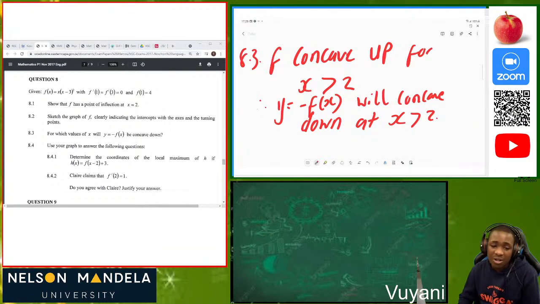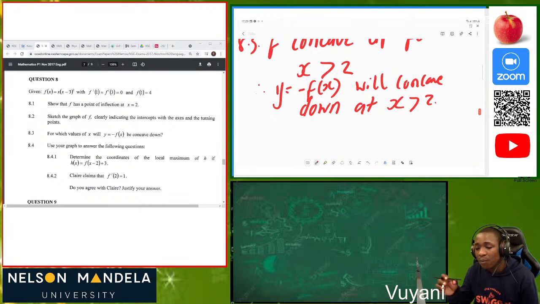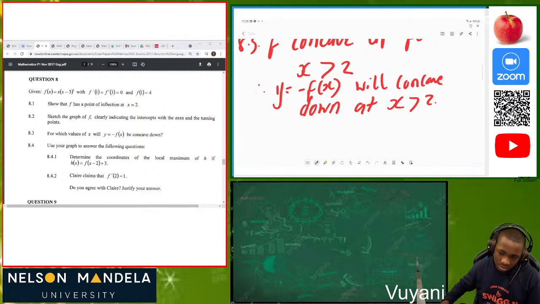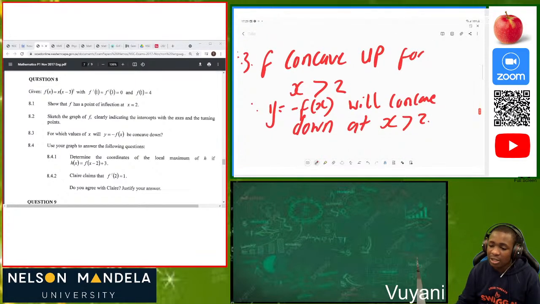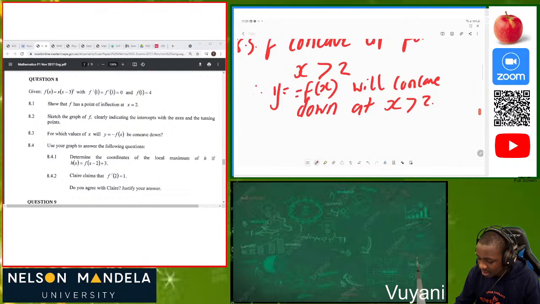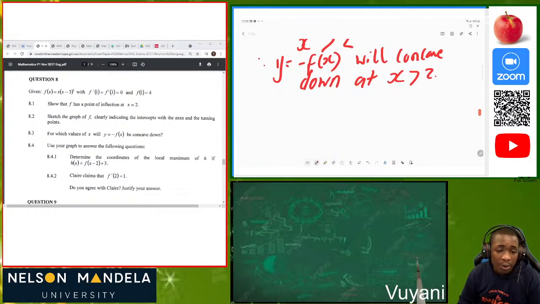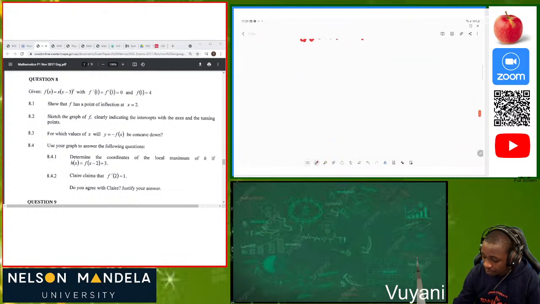So in order for us to find the concave down points, we first find when f was concaving up. It was concaving up when x was greater than 2. Then now it's concaving down. It will concave down when x is greater than 2 because of the reflection, guys. Now let's move to 8.4.